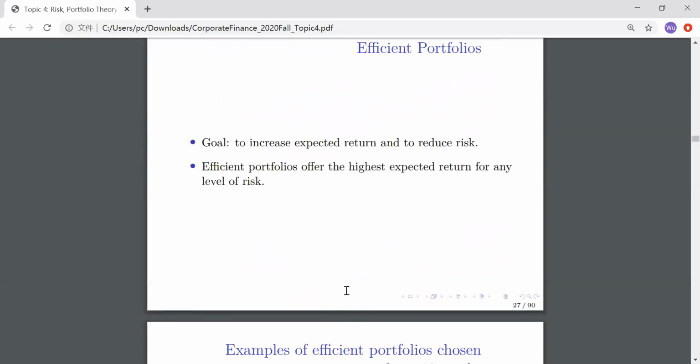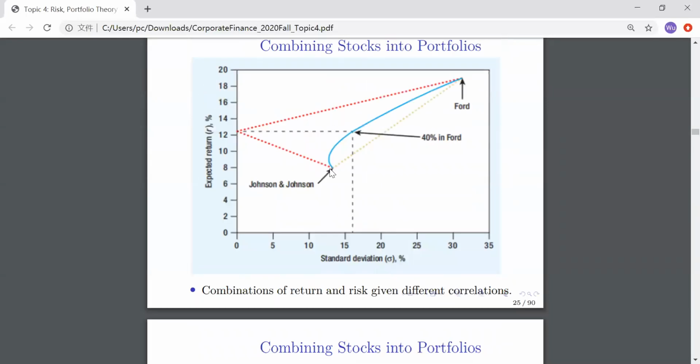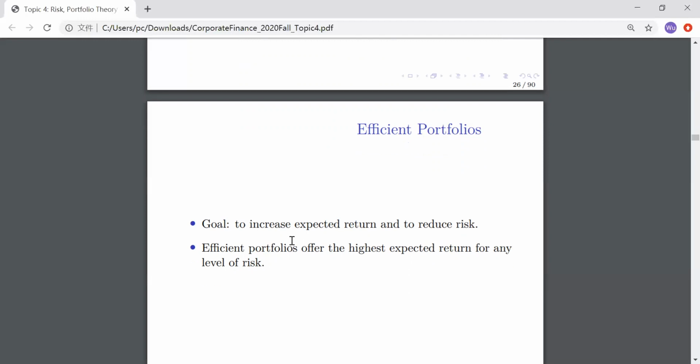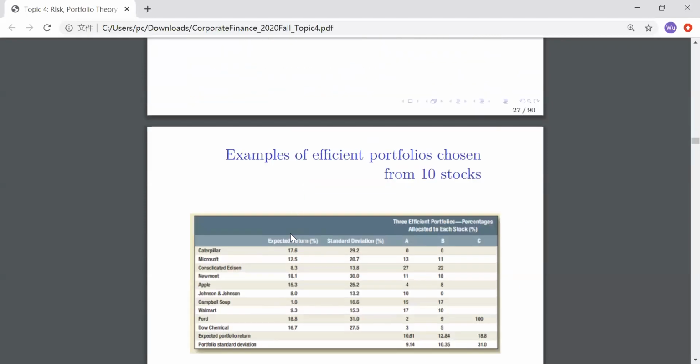So now we can plot the relationship between expected return and standard deviation on a graph, right? And based on that, we can work out what is the efficient portfolio here. In other words, what is the optimal portfolio? How should the optimal portfolio look? Basically, you need to maximize expected return while reducing risk, right? That's why efficient or optimal portfolios should give you the highest expected return for any level of risk. So this table gives you some examples of efficient portfolios chosen from 10 stocks.